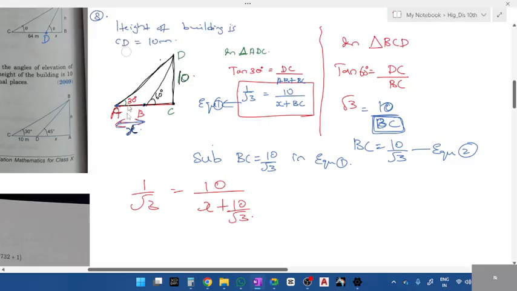Okay, complete it till here. This calculation part I'll teach. If you have done copying till here, let me know. Equation 2, equation 1.